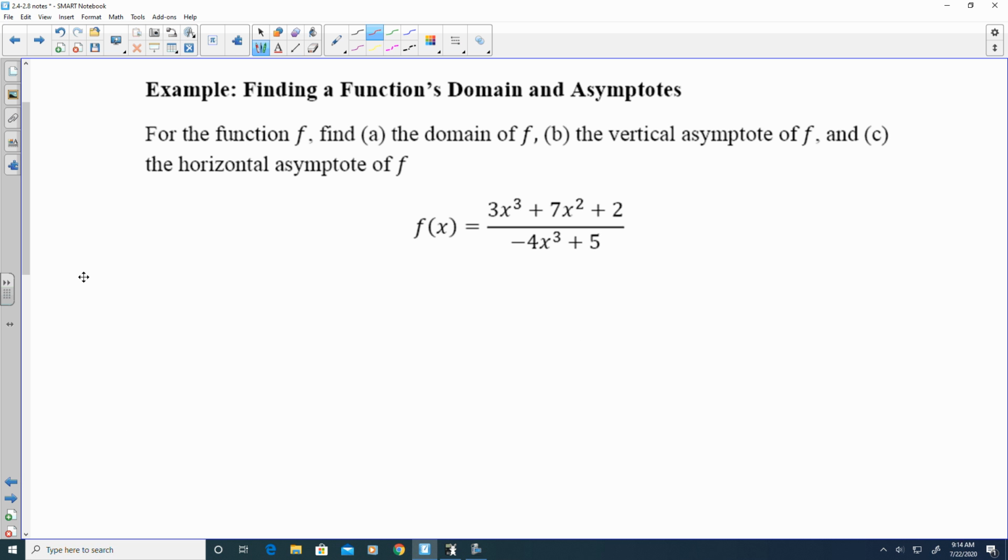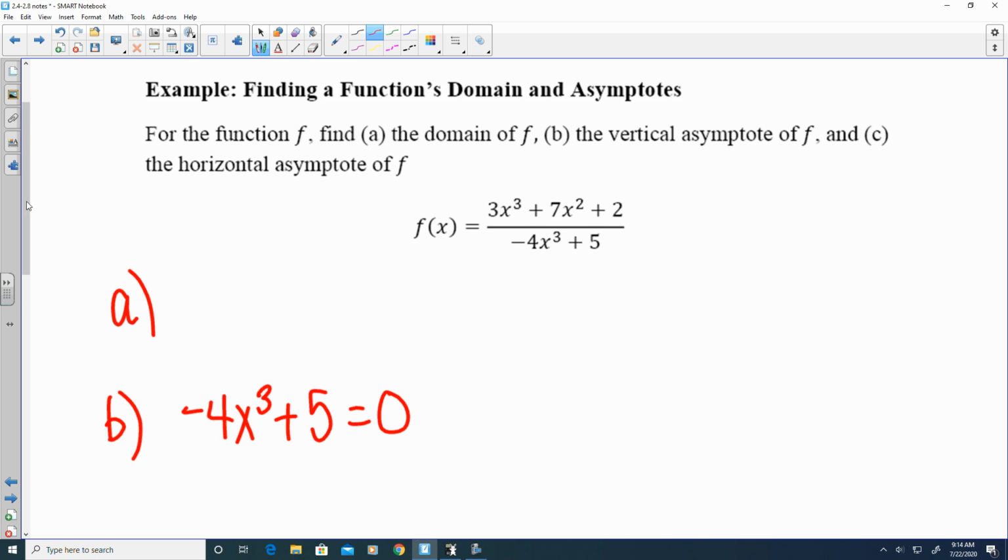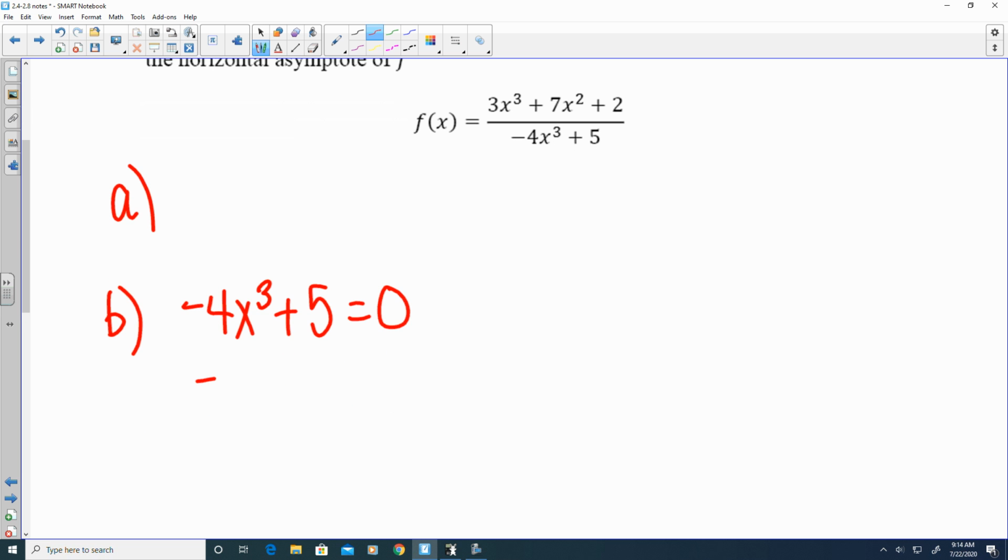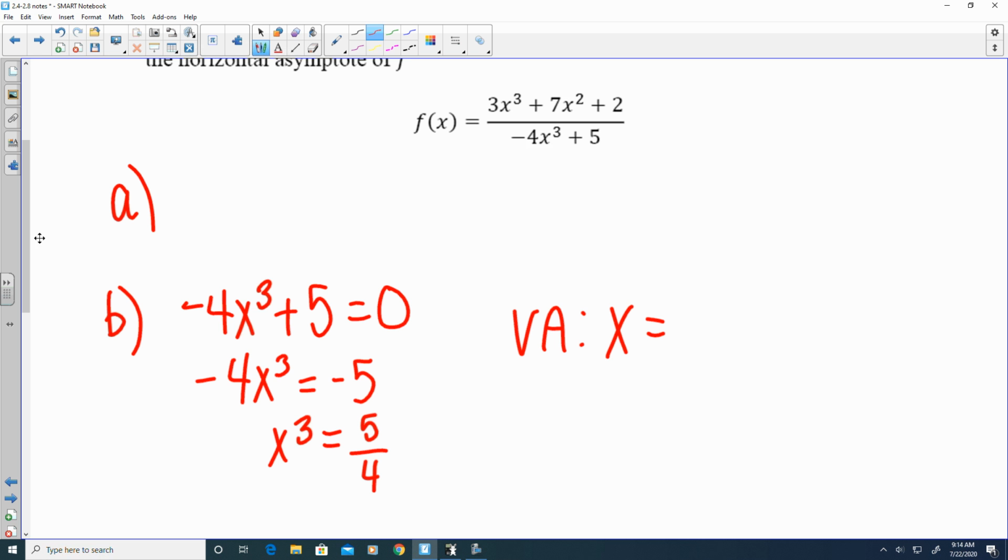Okay, last one. Find the domain, vertical asymptote, and horizontal asymptote. So I mentioned before, I always do the asymptotes first. If I need to find the domain, I'm going to do the vertical asymptote first for sure. So we'll come back to A. Letter B, we're setting the bottom equal to 0. And simplifying it, solving it. -5 divided by -4. So my vertical asymptote is the cubed root of 5/4, which is not a pretty number.